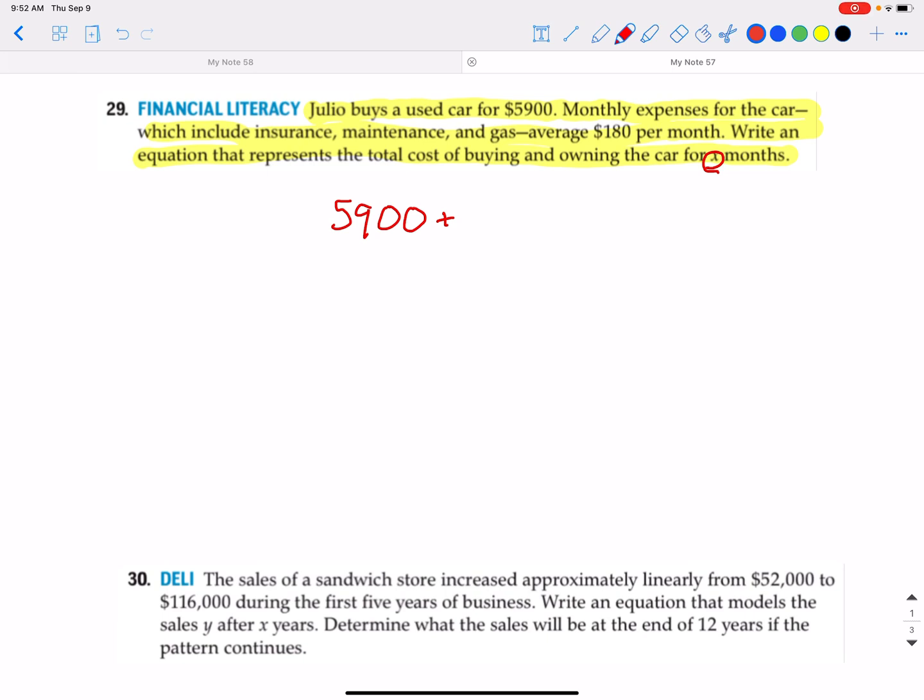So you would take the number of months that he has the car times 180, and we could write that as 180X. And the total cost of owning this car we'll call Y. And this looks a lot like a slope-intercept equation. It would look more like slope-intercept if we flip the 180X and the $5,900 around. So I would accept either one of those as the answer. But when you have the X portion at the front, it looks more like a slope-intercept equation.